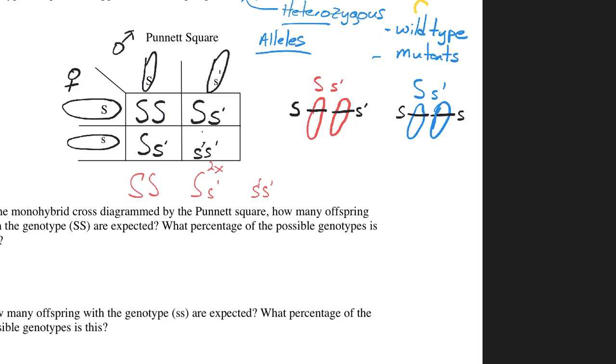So what are the probabilities? Probabilities, not possibilities. Probability of getting a big S, big S. 1 out of what? 1 out of 4. Now we're talking about genotype.